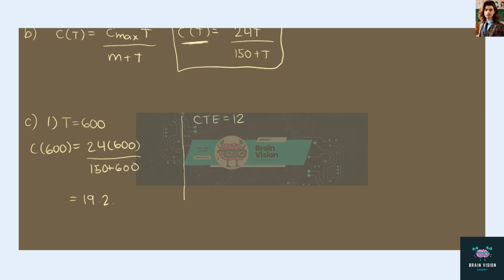If we know that our CTE is equal to 12, this means that 12 is equal to 24t over 150 plus t. If we evaluate this, we see that 12t plus 1800 is equal to 24t. Further evaluating this, we get that 12t is equal to 1800. And as our final answer, we get t is equal to 150.